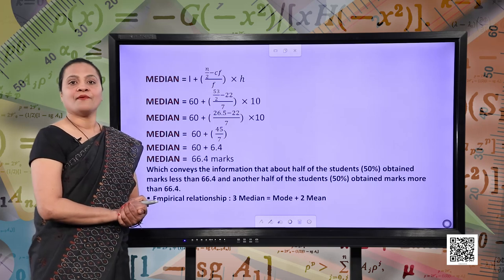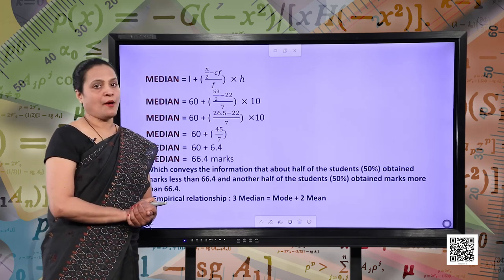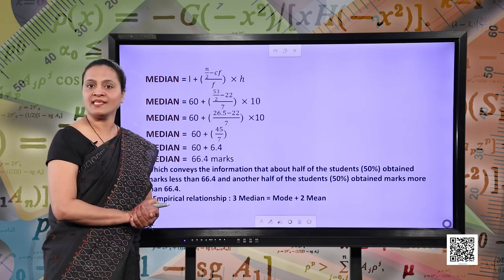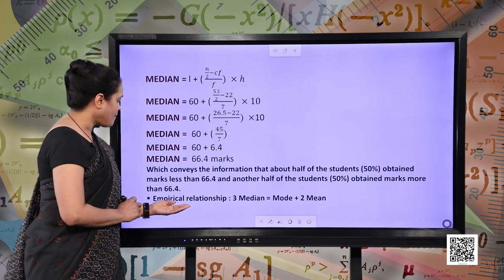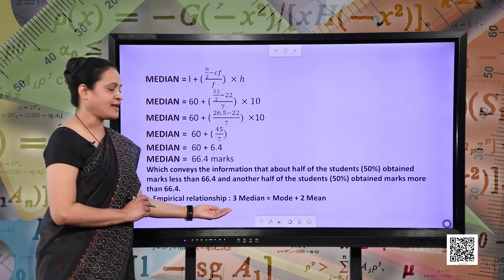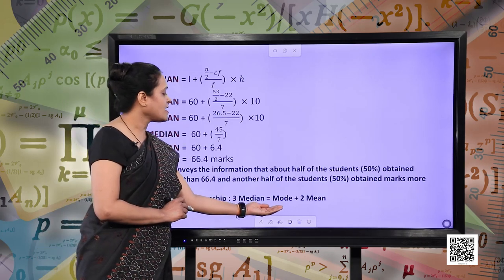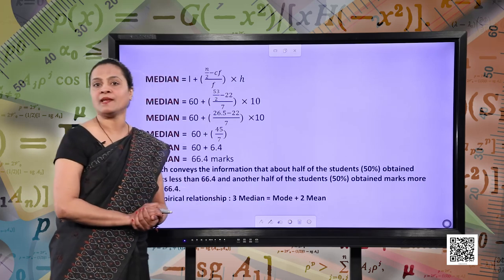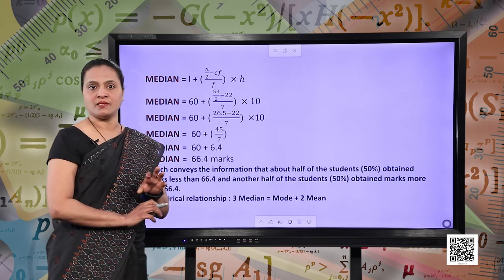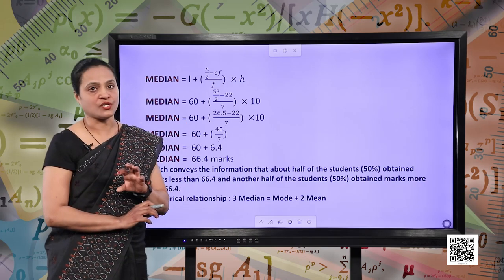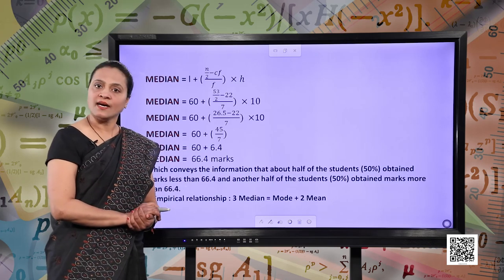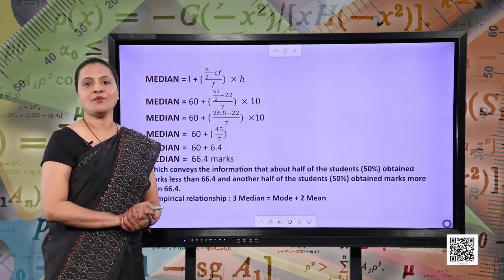So, students, in this chapter, we learn about three measures of central tendency: mean, mode and median. We have an empirical relationship among these three measures. The relation is that 3 times median is equal to mode plus 2 times mean. So, suppose you know any two of these measures, the value of any two of these measures is known to you. Then you can always calculate the third measure using this formula.